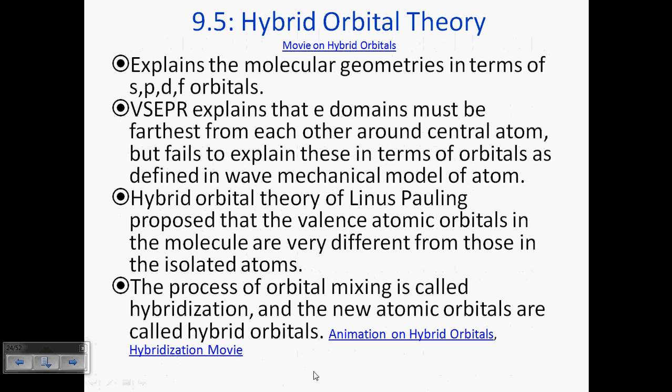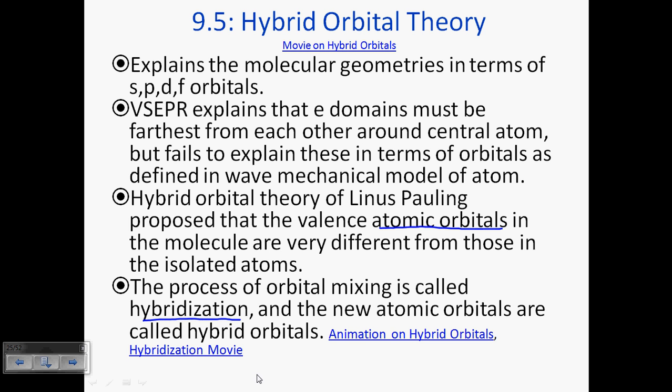The hybrid orbital theory's basic assumption is that the atomic orbitals that are present in atoms are very different from the orbitals that are involved in bonding. So every atom must undergo some changes before it can actually bond, and this change in atomic orbitals is called hybridization. And as you know, this term hybrid or hybridization means mixing, forming something new in between, and that's exactly the context in which this term is used in this podcast.